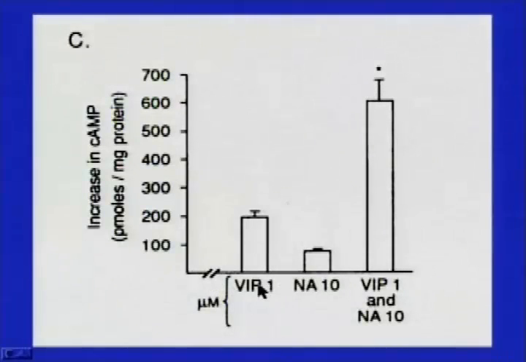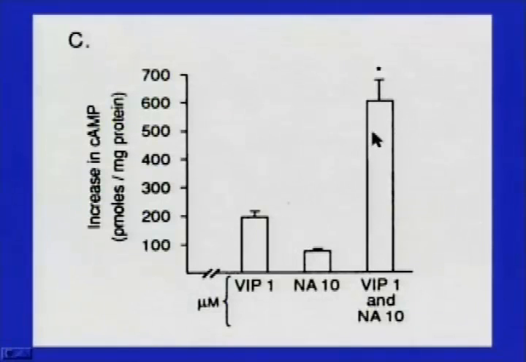So with VIP alone, you get about 200 picomoles per milligram of protein. With the noradrenaline at 10 micromolar, you get about 100 picomoles per milligram of protein of cyclic AMP. So these are static levels, but that's fine. It shows us a response to a stimulus. And when you combine the two, you get a magnitude of effect, 600 picomoles per milligram of protein, that is greater than if you just added the 200 and the 100. It's actually twice as much.